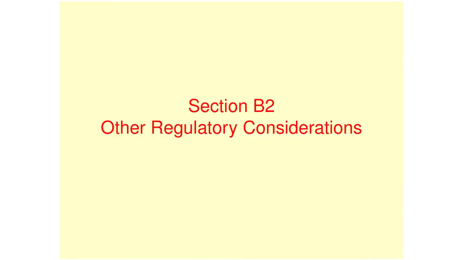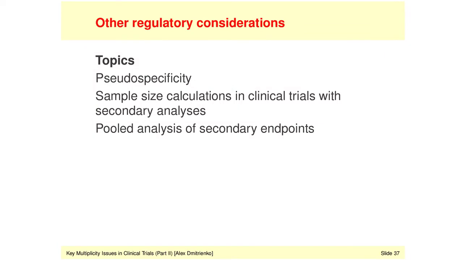Section B2, Other Regulatory Considerations. Now that we have set the stage for the discussion of complex multiplicity problems arising in confirmatory clinical trials, which includes multiplicity problems with gatekeeper and different types of testing strategies, it would be helpful to spend some time on the discussion of some of the more practical issues that arise in the analysis of secondary objectives in clinical trials.